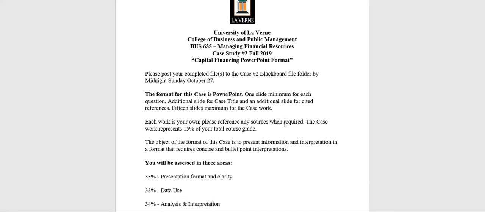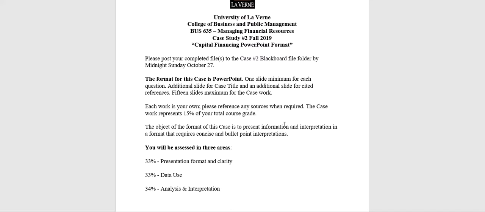So those are your presentations, those 3 presentations in a PowerPoint format individually. This is not a group project. Again, we will not have group projects in this class. Everything's individual. So you are to put this PowerPoint presentation together and post that file to Blackboard by next Sunday at midnight.